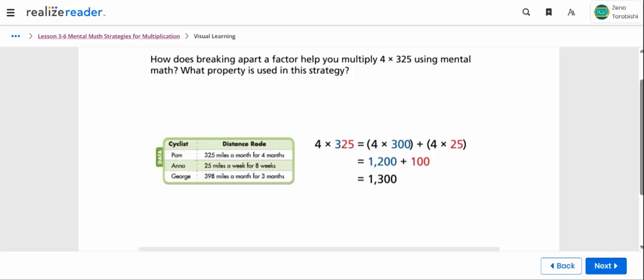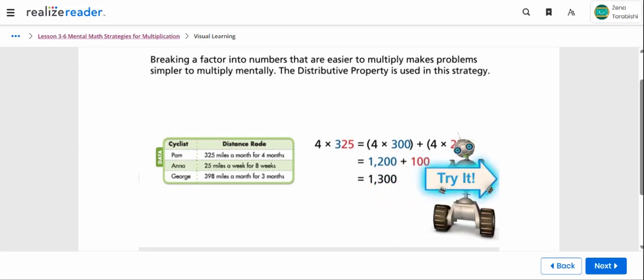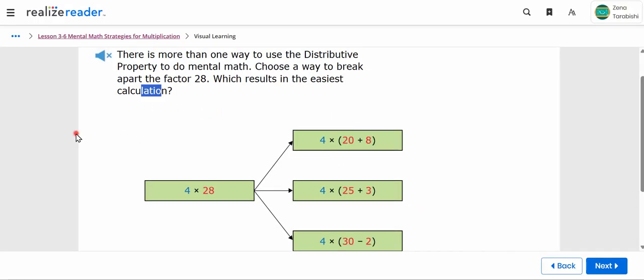How does breaking apart a factor help you multiply 4 times 325 using mental math? What property is used in this strategy? Breaking a factor into numbers that are easier to multiply makes problems simpler to multiply mentally. The distributive property is used in this strategy. There is more than one way to use the distributive property to do mental math. Choose a way to break apart the factor 28, which results in the easiest calculation.